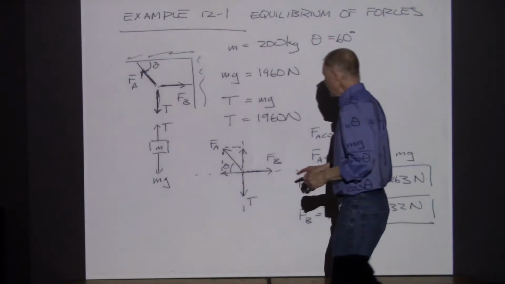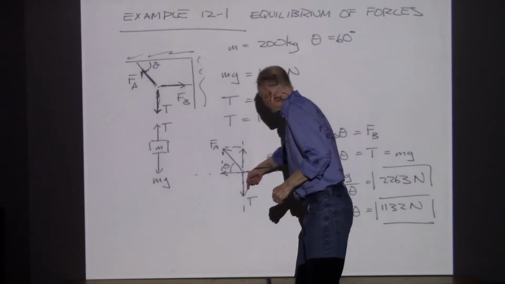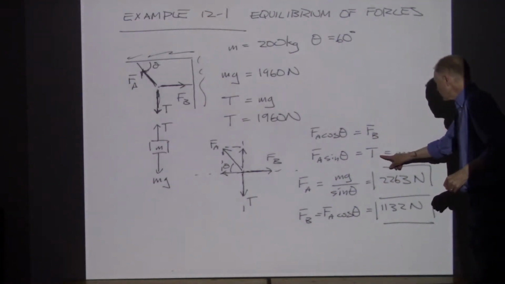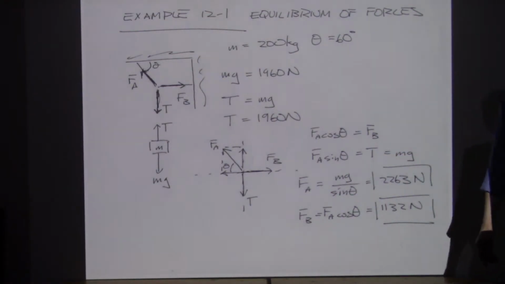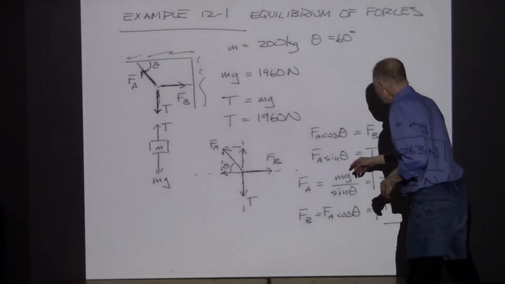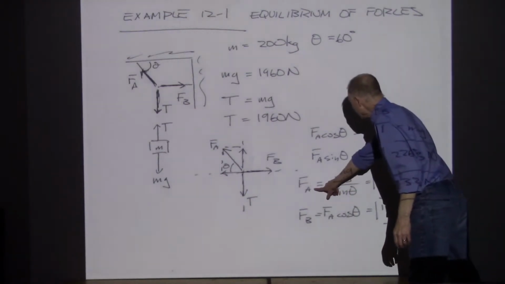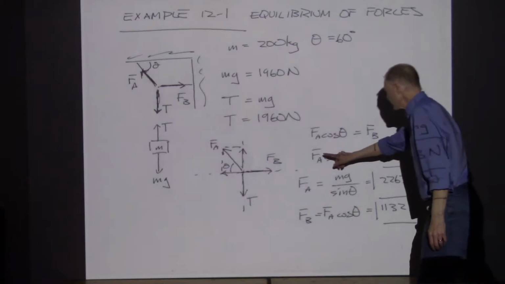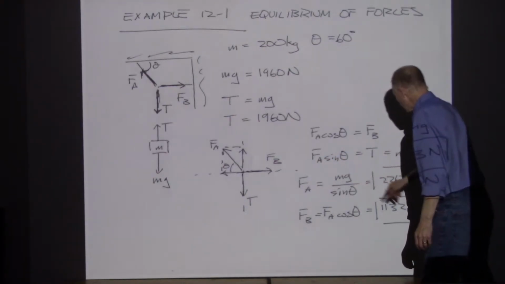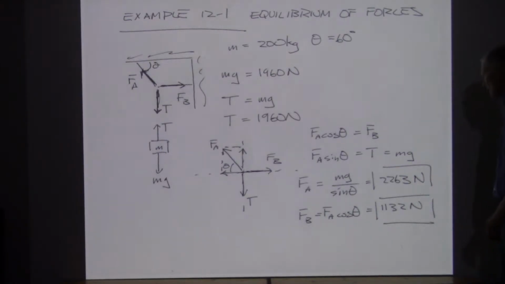So in the y direction, we're going to need FA sine theta and set that equal to the tension, where the tension we determined was equal to mg. So T and mg have the same value. So this is actually enough to solve the problem. So let's see, FA from here is mg over the sine. That is 2263 newtons. And then FB worked out to be 1132.